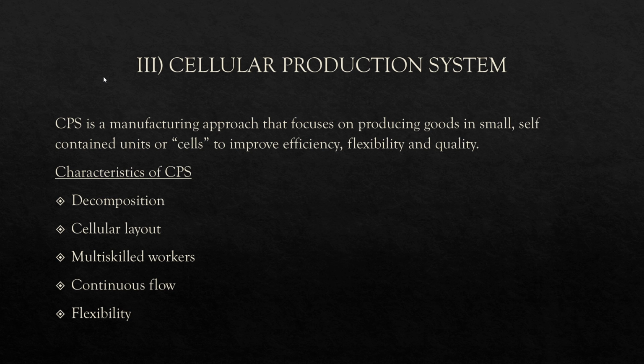Next we can study the industries that are using CPS: automotive industry, aerospace, electronics, medical devices, textiles, etc. I will give you an example in detail. Nike's shoe manufacturing. Here cells produce shoe components like uppers, soles, etc. Another example is Intel's chip manufacturing, that is electronics. Again, cells produce specific chip components, improving efficiency and yield.